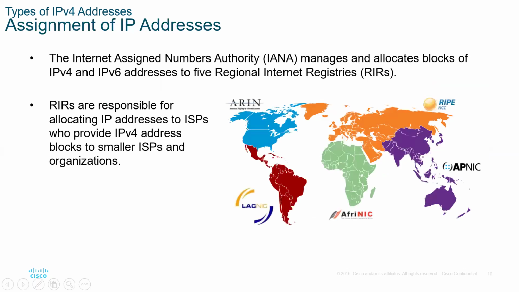Assignment of IP addresses. Right here we have organizations. Where do we get the IP addresses? Where are those numbers coming from? There are organizations which sit down and they say, Africa should get these addresses, Asia should get these addresses, America, these addresses, Europe, these addresses. So we have the IANA, Internet Assigned Numbers Authority, which manages and allocates those IP addresses.